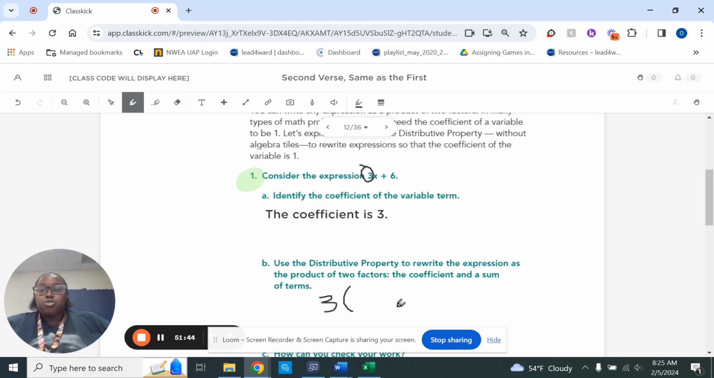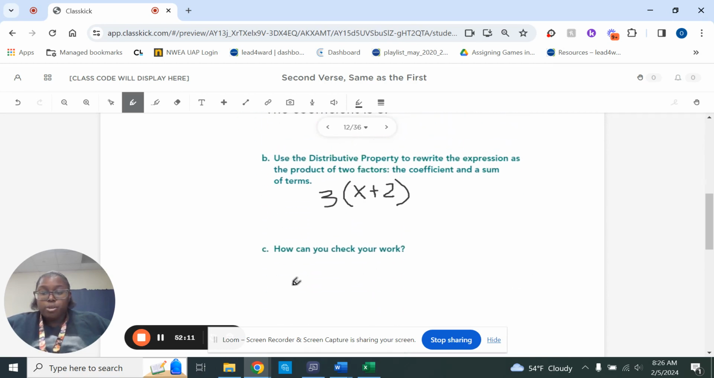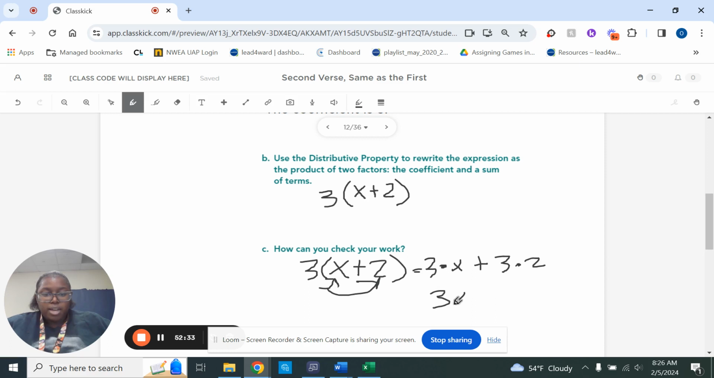So the way to do this is you are basically practicing division. So we have 3 divided by 3, so that gives us 1, so that 1x. And then we have 6 divided by 3, so this is plus 2. So that's our coefficient and a sum of the terms. Now check your work. So what they want us to do is to see if we are correct, use the distributive property to see if we get back to our answer from before. So that gives us 3 times x plus 3 times 2, which gives us 3x plus 6, which means we are good. Okay?